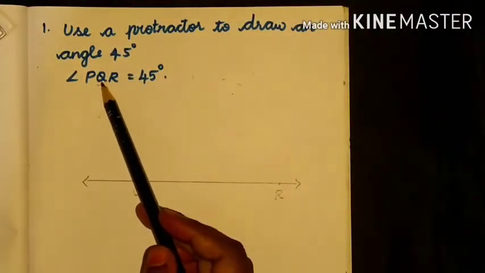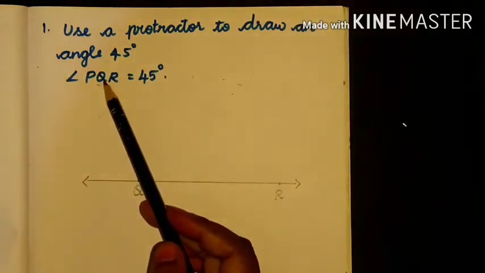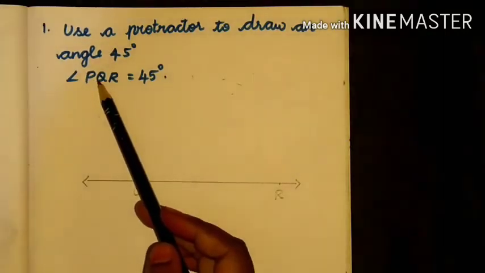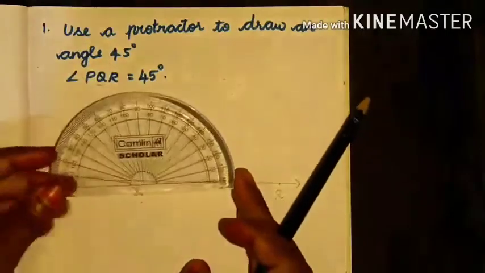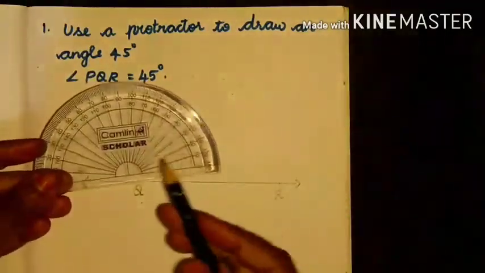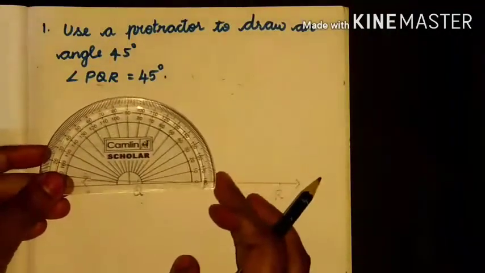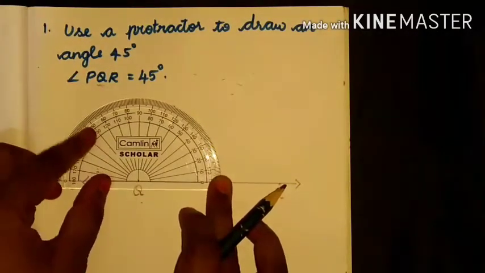What is meant by vertex? An angle is formed by two rays that have a common endpoint. Here Q is a common endpoint. Q is the vertex. The vertex is always placed in the middle. So you have to place the center of the protractor at the vertex Q. Center of the protractor means what? This point. You have to place the center of the protractor at the vertex.